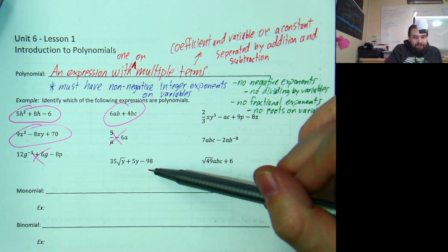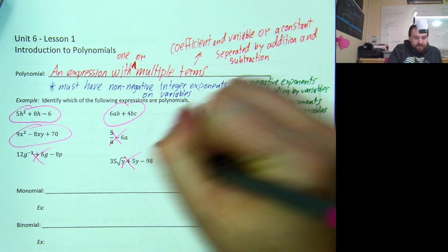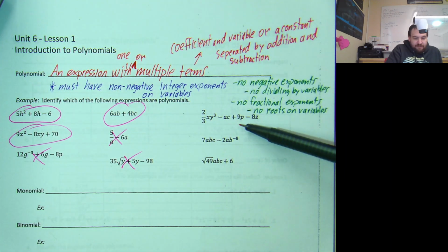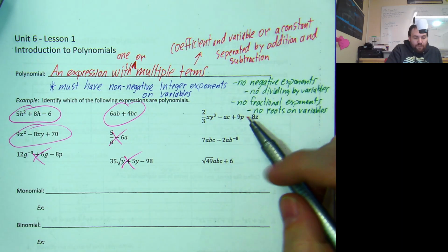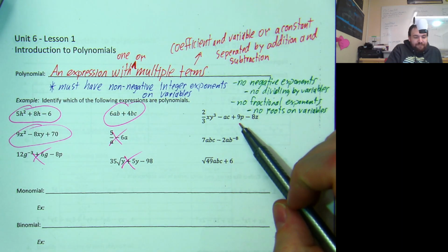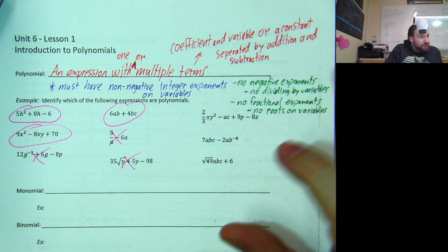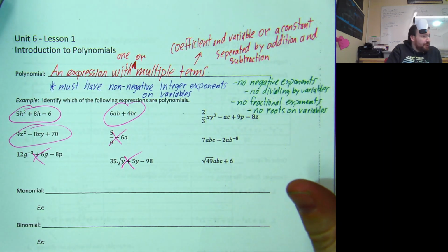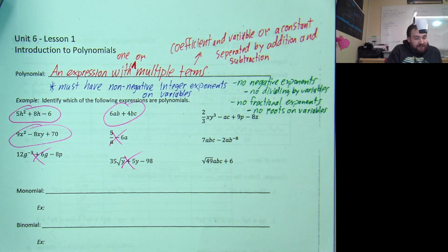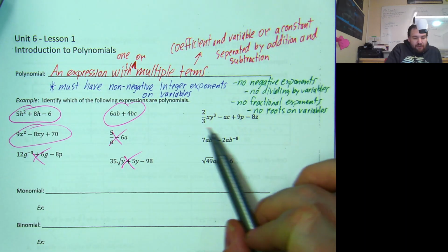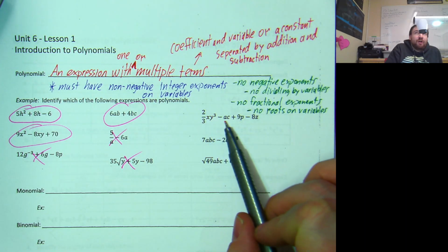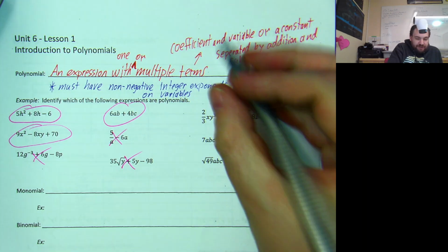How about this guy? What's the problem? The root's the problem. Good. How about this guy? Yeah, there's no restrictions on your coefficients. Your coefficients can do whatever you want. But there's restrictions on the variables. Here, there's nothing going on with the variables that is bad. So we're good here. This one's a good one.